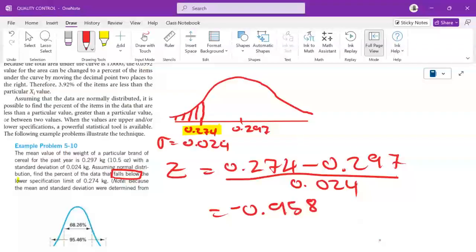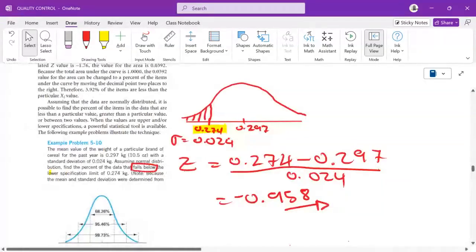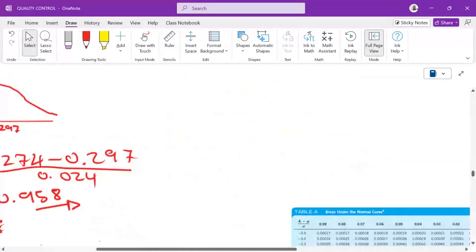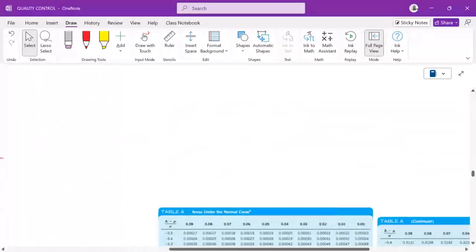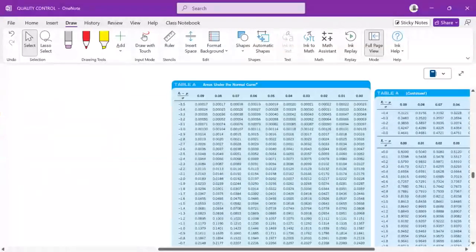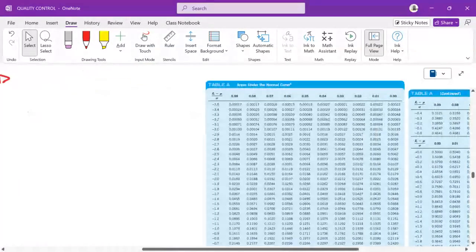So you find the value as a negative number. As you can see, it's a negative number, and you need to look for this value so that you can find the area below. So we're looking for the area below there. So we go to the tables again. We are on the negatives. It's negative 0.958. Okay, so 0.9, it's this one here.